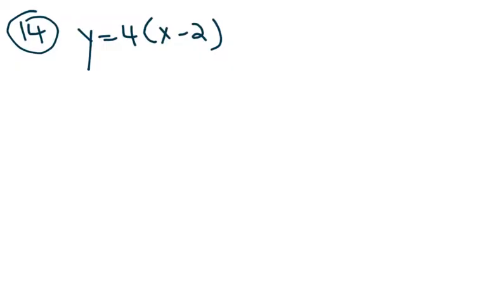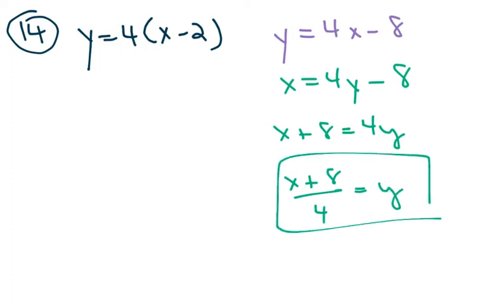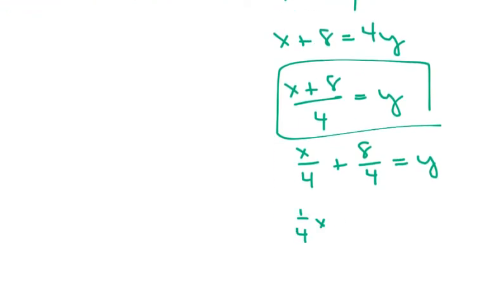In problem 14, we want to know what the inverse of the function y equals 4 times the quantity x minus 2 is. You have a couple ways of going about doing this. If it makes you feel better to distribute it and then find the inverse, that works. To find the inverse, you flip-flop x and y, and then you solve the equation for y. So we're going to add 8, and then we're going to divide by 4. And although I'm okay with this answer, sometimes in multiple choice answers, they might separate it like this, in which case the answer would be 1/4 x plus 2.